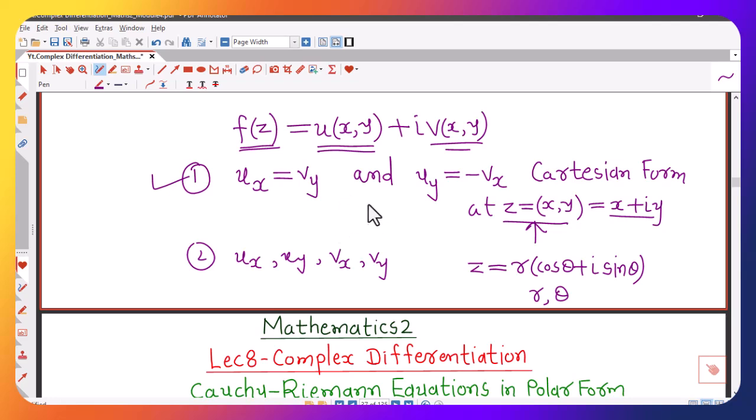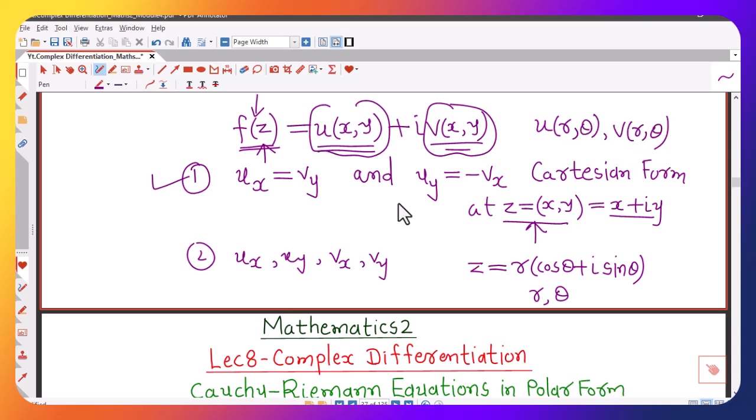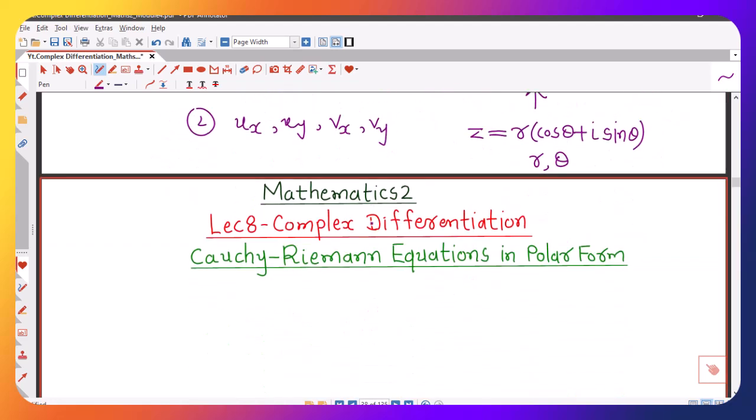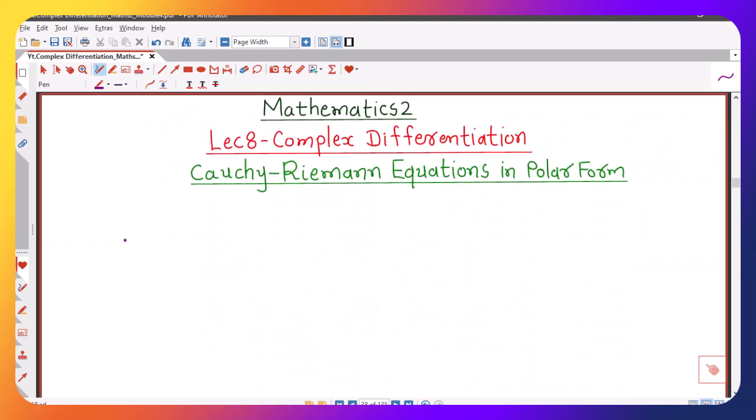So sometimes, if we are not comfortable with Cartesian coordinates, we can use the polar form of the complex variable in a given complex function, and we can write u and v, that is the real and imaginary parts of f of z, in terms of polar coordinates r and theta. We can use Cauchy Riemann equations in polar form also to check the differentiability of a given complex function. So CR equations in polar form are similar to the CR equations in Cartesian form with some changes.